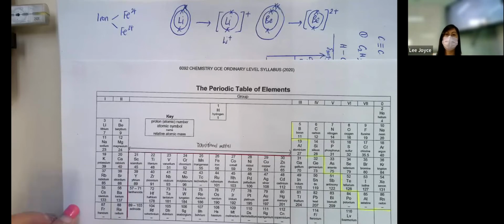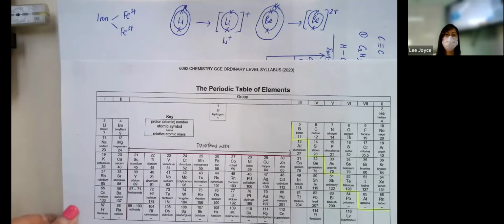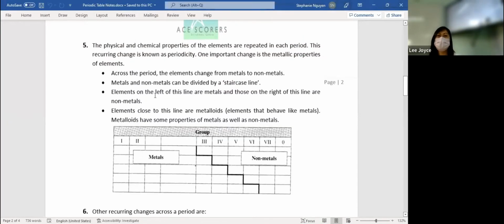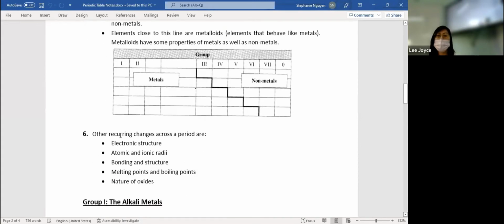Okay, let me go back to the worksheet. All right, so what I've mentioned here is all written over here. Then this point number 6 is where we talk about other trends of the elements in the periodic table. How are they being arranged, in terms of electronic structure, and in terms of the atomic and the ionic radii. Okay, so I'll go through each of them.